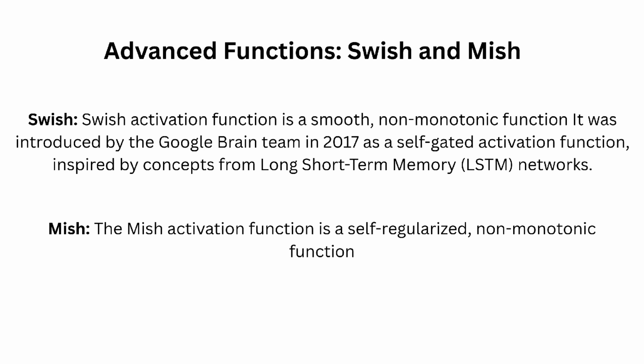short-term memory, LSTM, networks. The second advanced activation function is the Mish activation function, a self-regulated non-monotonic function. So that's all about my topic, and in conclusion, activation functions are critical in deep learning. Each function has its strengths and weaknesses.